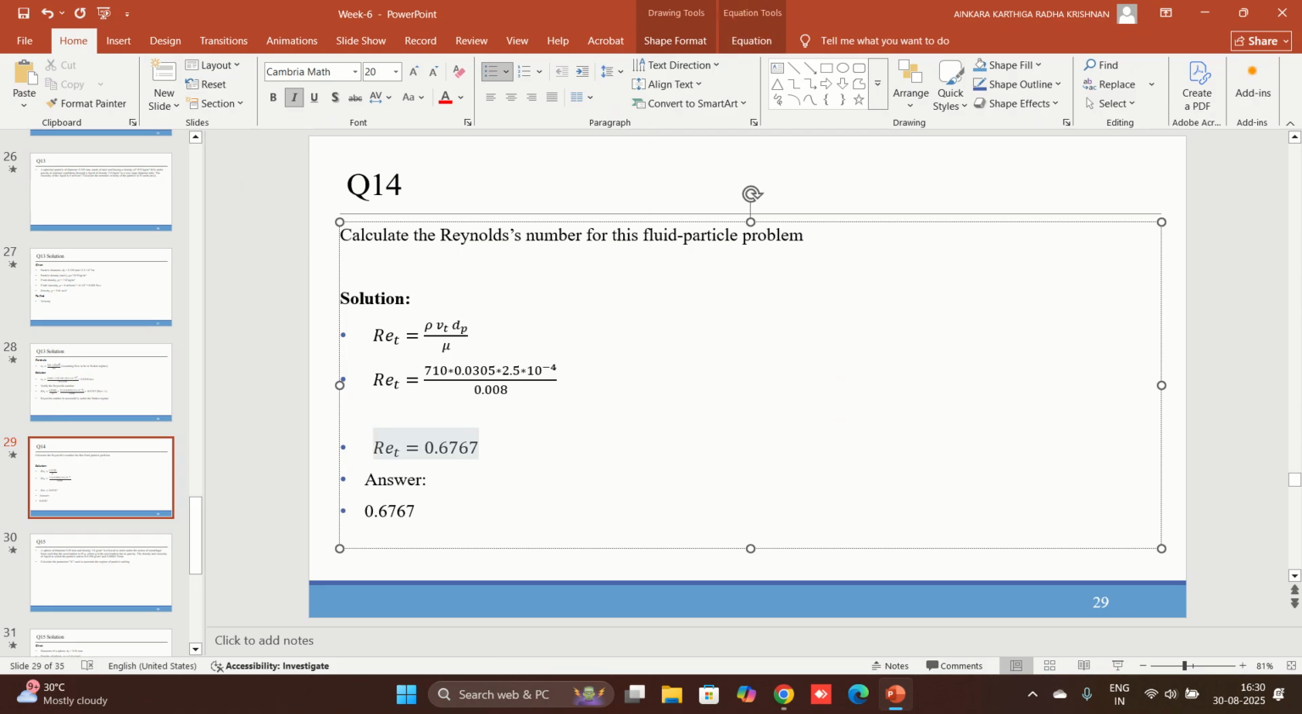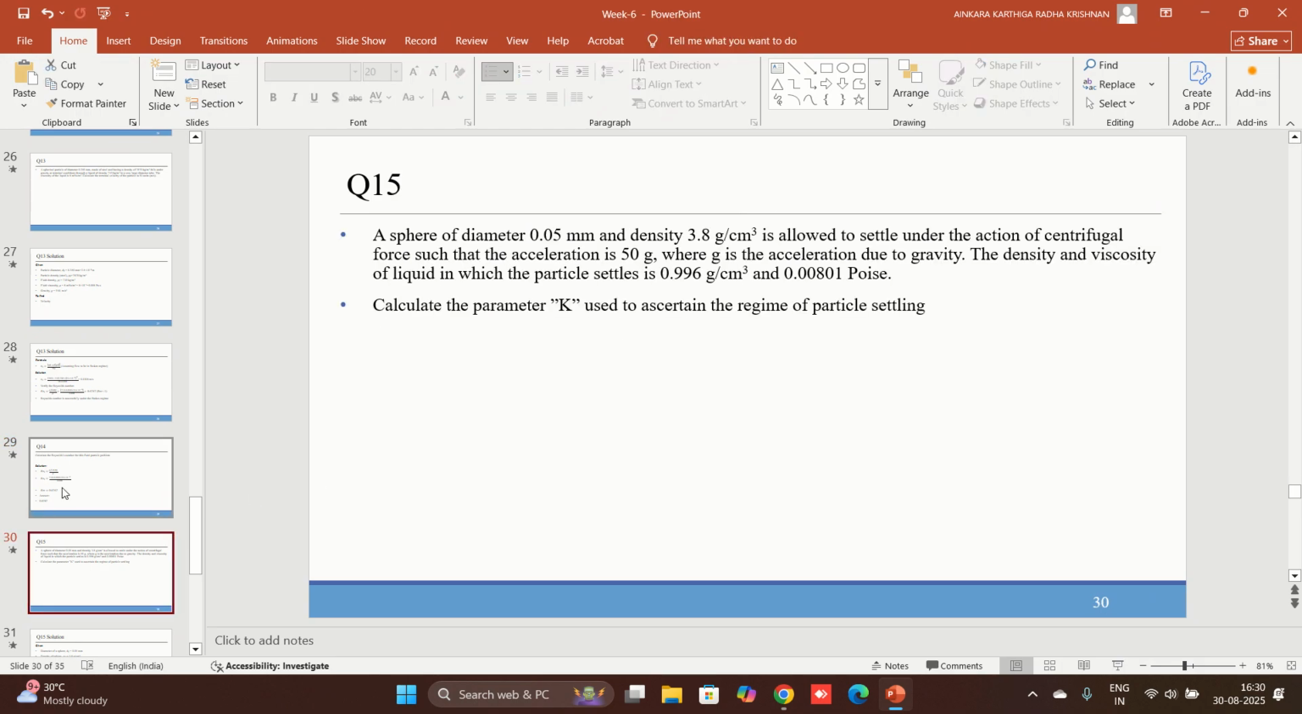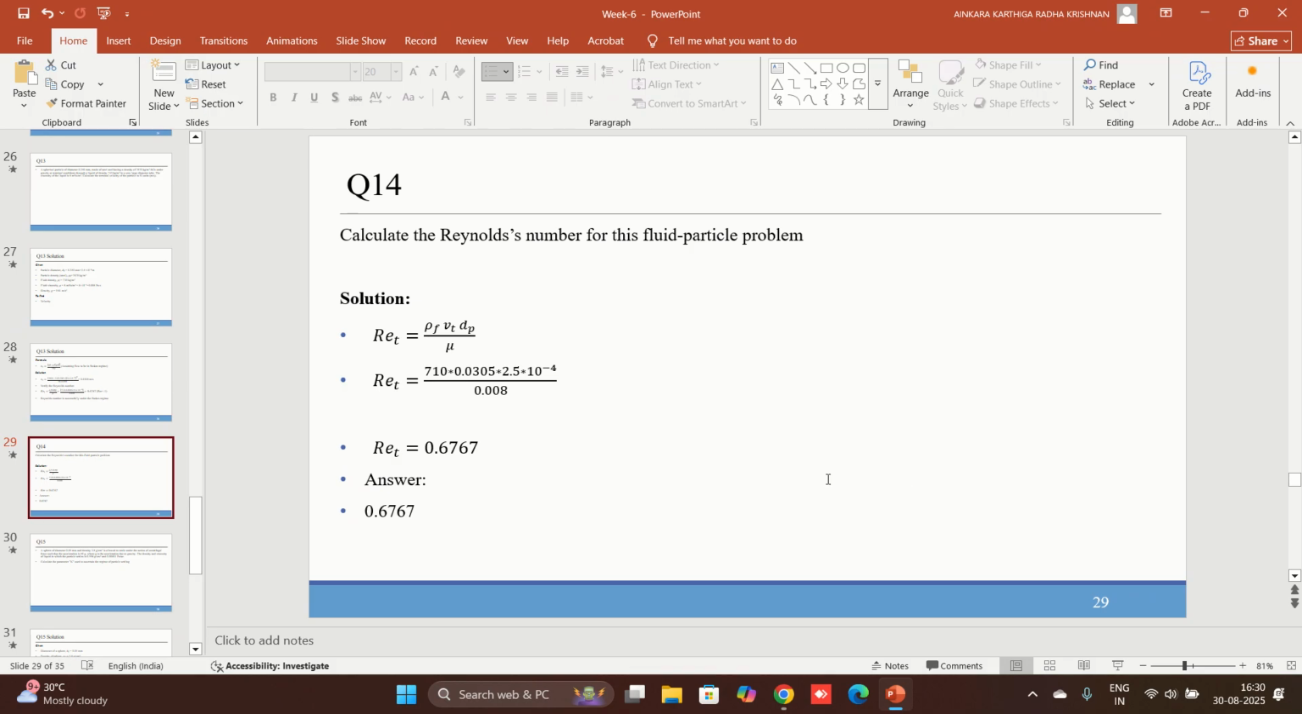Reynolds number is that value. Generally rho f means it is the fluid, and rho p means it is the particle Reynolds number. So that is how we differentiate it.